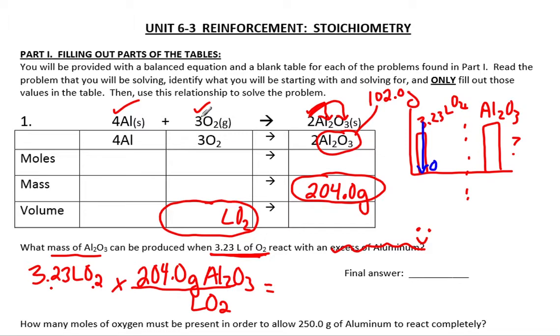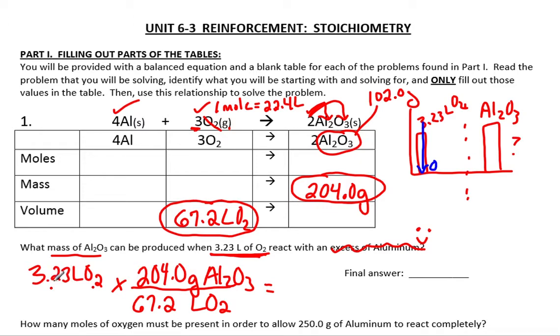Then liters of oxygen, I see the 3 out front and I say to myself, well, I know every 1 mole has a volume, assuming it's a gas, of 22.4 liters. I don't have 1 mole, I have 3 moles, so 3 times 22.4. Doesn't matter what kind of gas this is. It could be oxygen, hydrogen, neon, nitrogen, whatever, as long as it's a gas and you pay attention to the coefficient. So 3 times 22.4 is 67.2 liters. That's my number here. And then I solve.